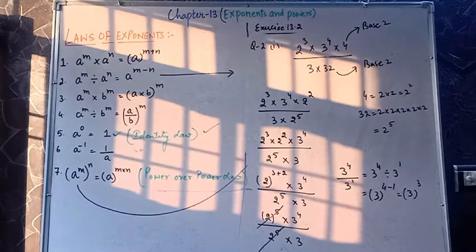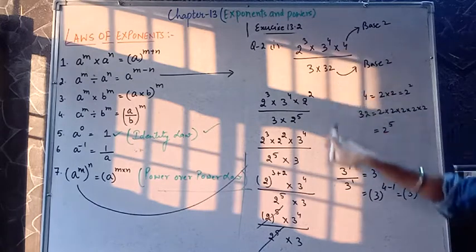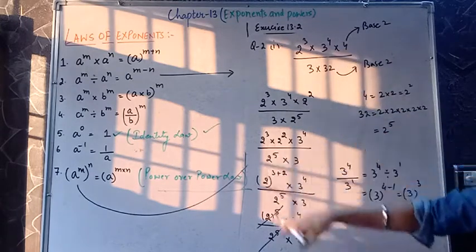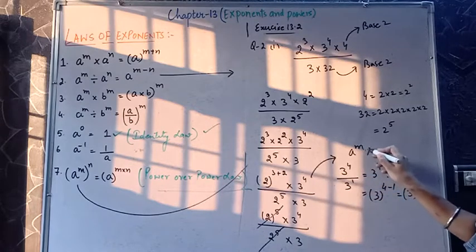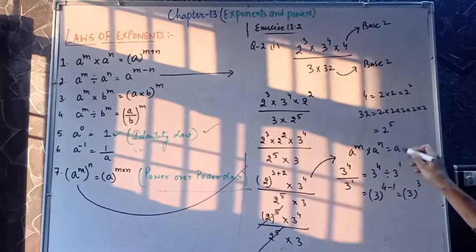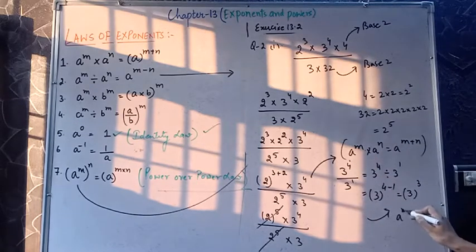Are we clear? Once again, I am repeating the question. 3 raised to power 2. It means first of all we'll make the base same. After making the base same, whatever laws we have used, you have to mention these. You have to mention the rule. You cannot skip mentioning the rule. And here you will be mentioning a divided by a raised to power m, that is a raised to power m minus n. Are we clear with the question?